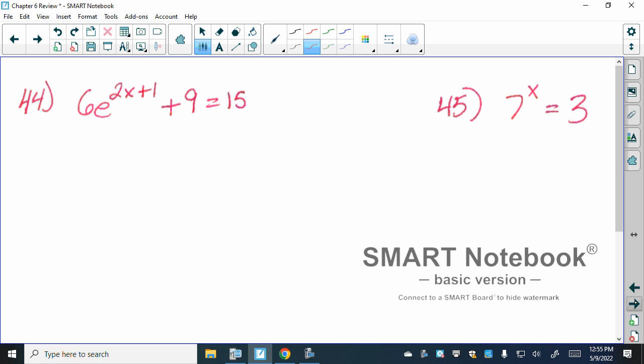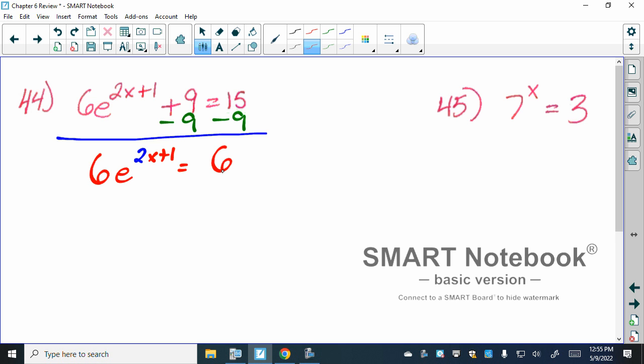44. So again, just like with the last one, we do need to get e by itself. So the first thing we can do is subtract 9 from both sides. And it's 6e to the 2x plus 1 is equal to 6. Now the next thing we can do is divide both sides by 6. And when we divide both sides by 6, we get e to the 2x plus 1 is equal to 1.